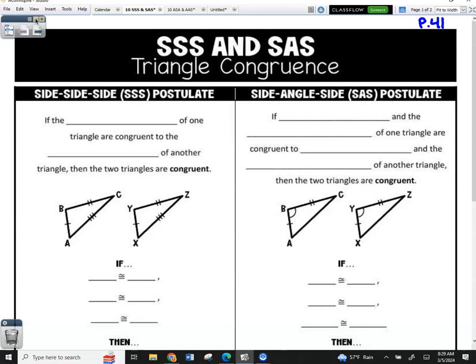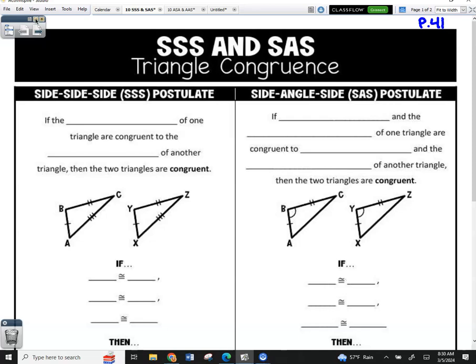It's side, side, side, the SSS postulate. The word postulate means kind of like the word theorem. Theorem means a statement that can be proven easily. Postulate is something that can be proven and that we're going to use along the way as shortcuts when we do proofs. Don't get caught up on the word postulate. Focus on SSS, side, side, side. That's what you need to know, okay?